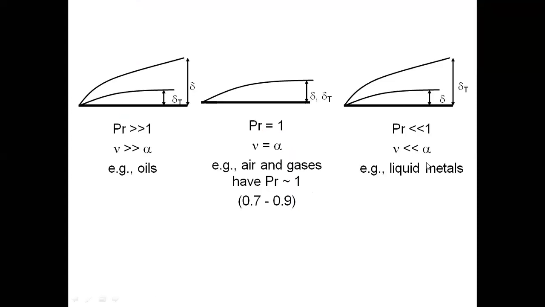Let's go to the next slide. So I think we have already seen this. We saw how the hydrodynamic boundary layer and the thermal boundary layer will vary depending on Prandtl number. Prandtl number is a dimensionless number which helps us to know the nature of flow, whether the hydrodynamic boundary layer is thicker than the thermal boundary layer. Okay, so this is what we saw yesterday.